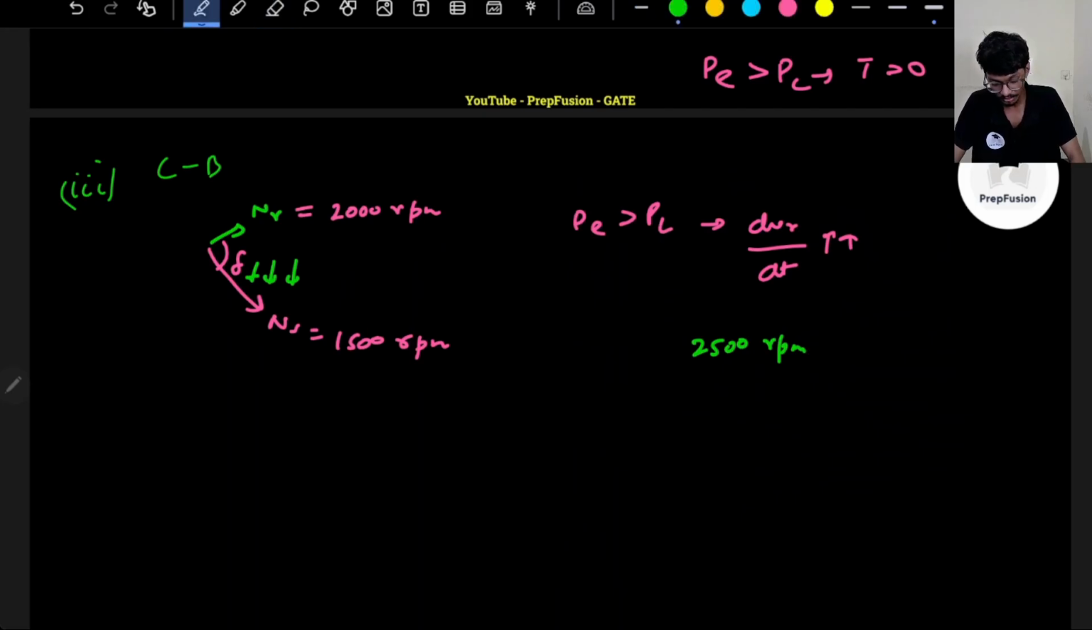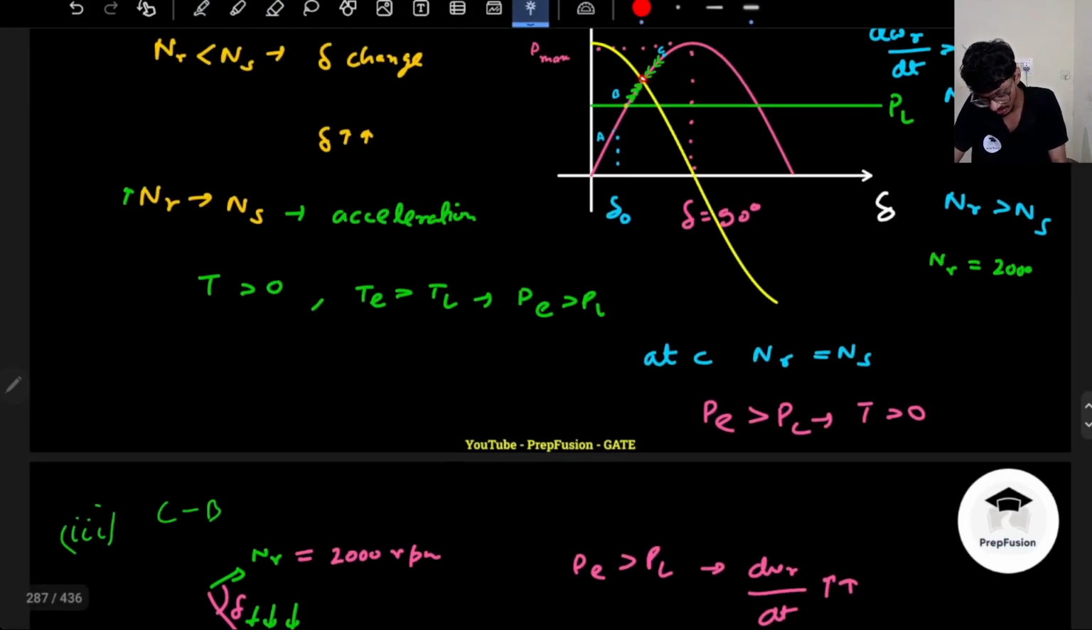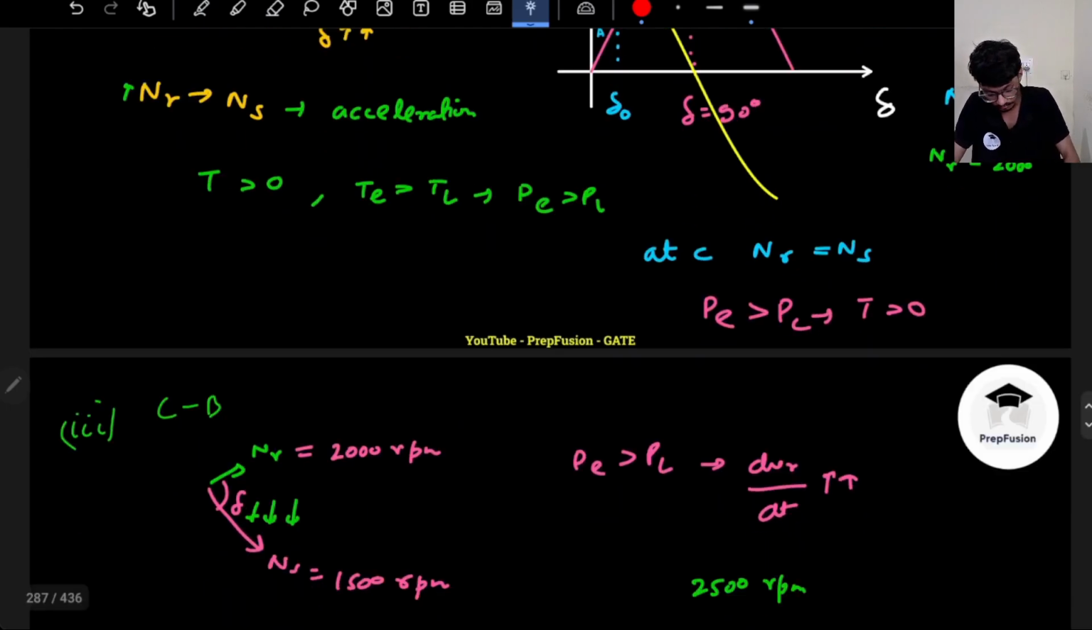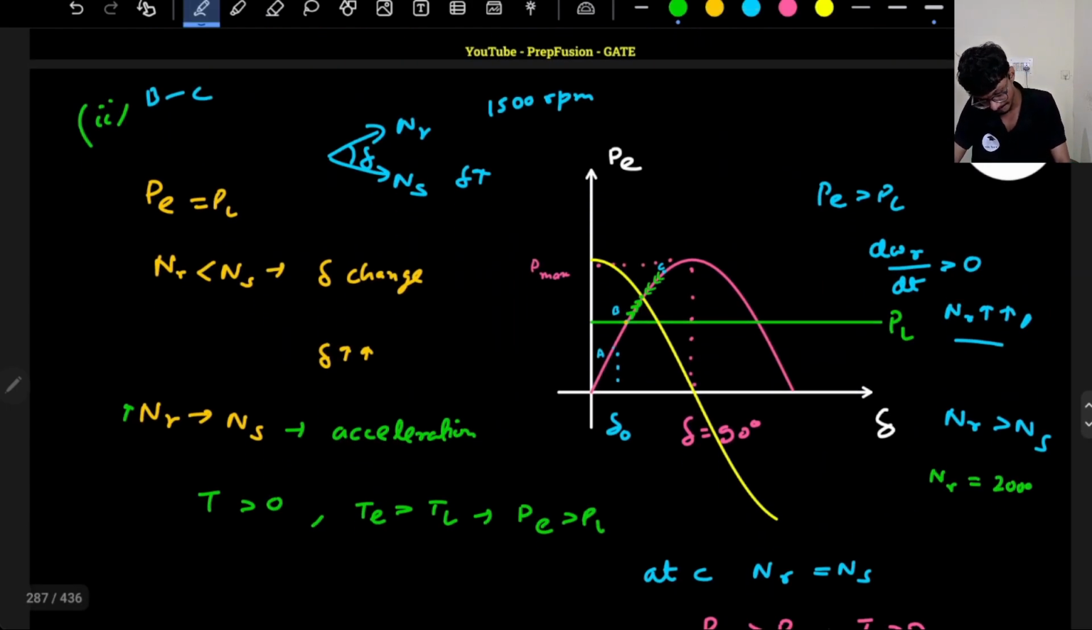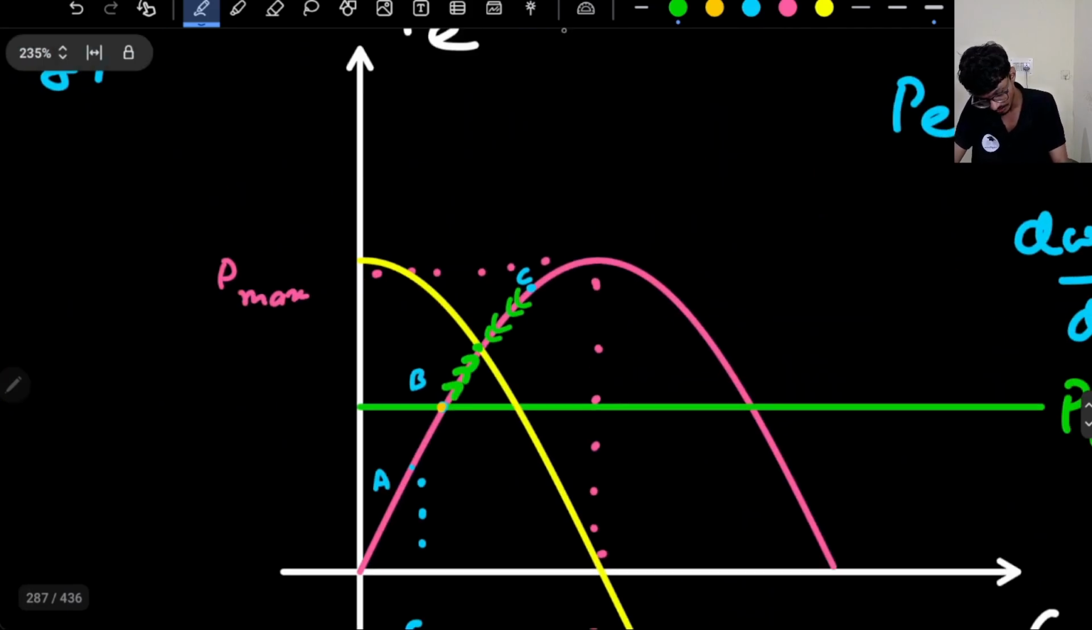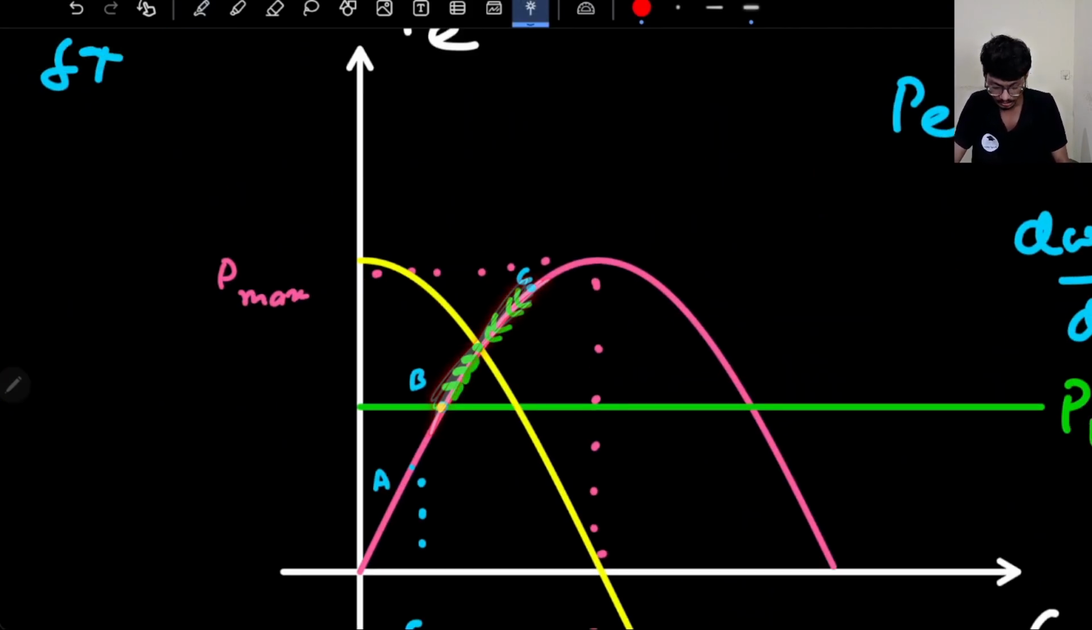Again, is this a steady state point? No. Again, at this point, my nr is greater than ns, so it will reduce further. It will again go back here and it will just keep on oscillating. So your question will be, sir, will it not stabilize? The answer to that will be no, it will not stabilize.